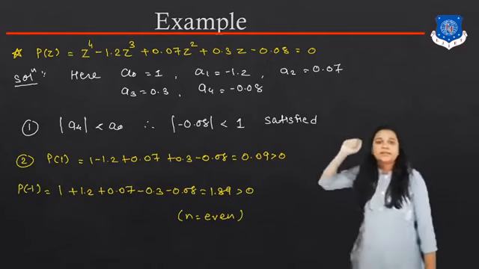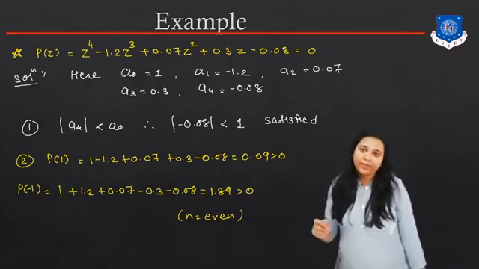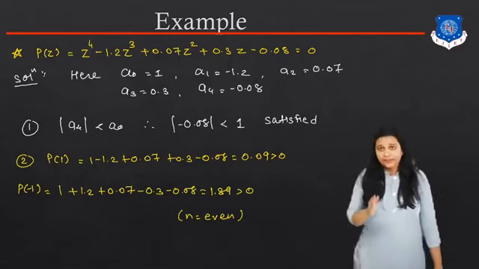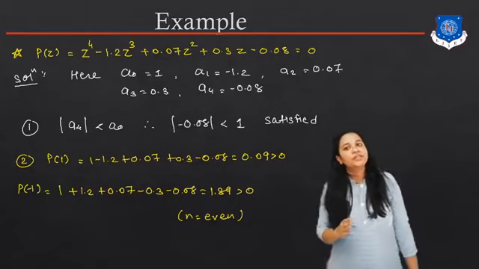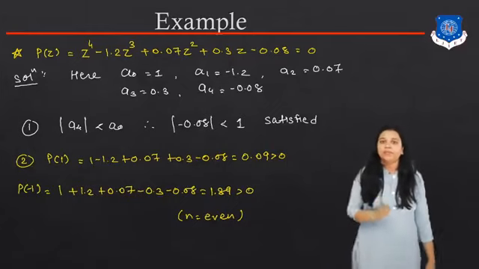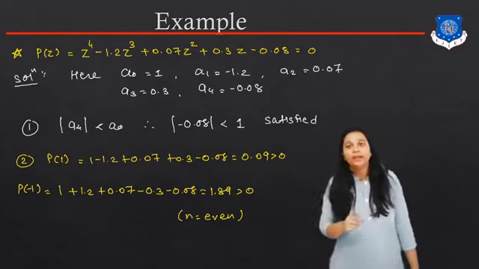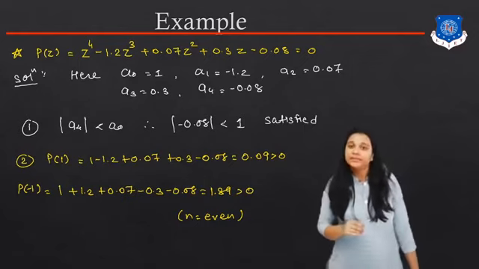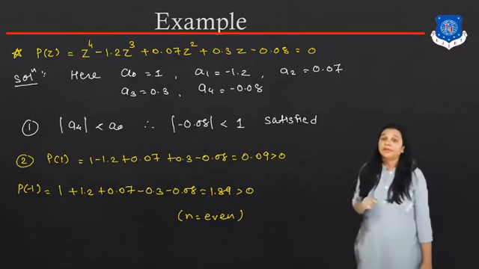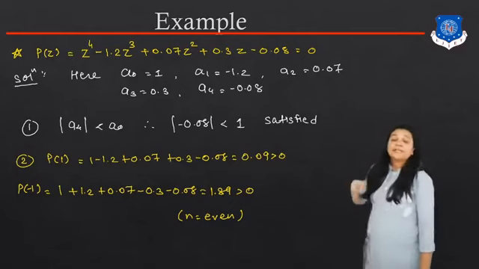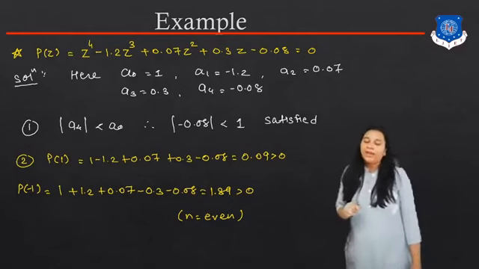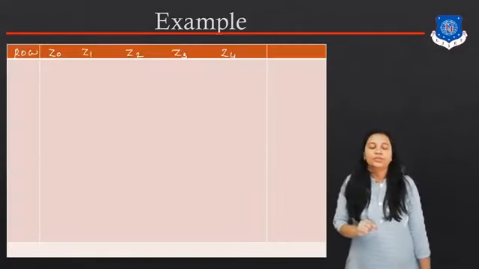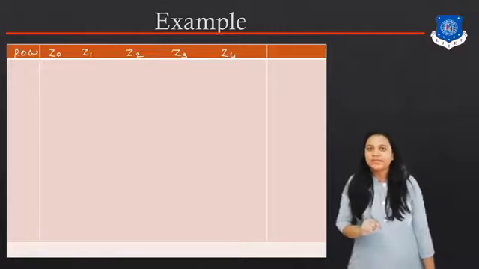In the characteristic equation, we can get the value at z = 1: 1 + 1.2 + 0.07 - 0.3 - 0.08, which is equal to 1.89, greater than 0. For n even, because the maximum power of z is 4 and 4 is an even number. Clear? So the second condition is also satisfied.